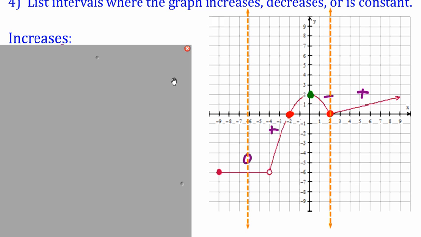So if we're going to interval notation, we're going to do left parenthesis, -4, comma 0, right parenthesis. Or if we want to write it as an inequality, we can say x is greater than -4, but less than 0.